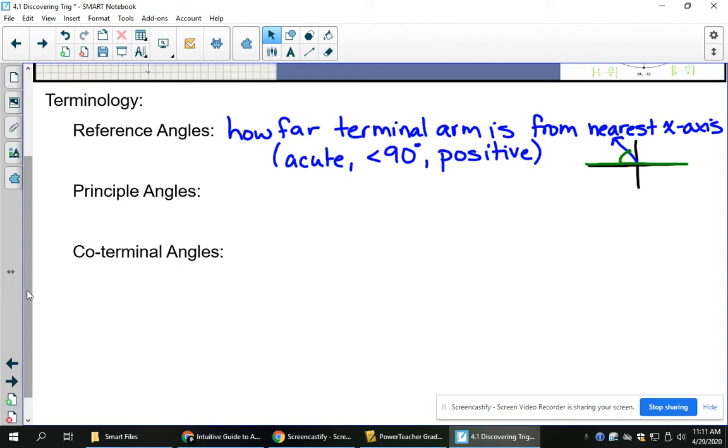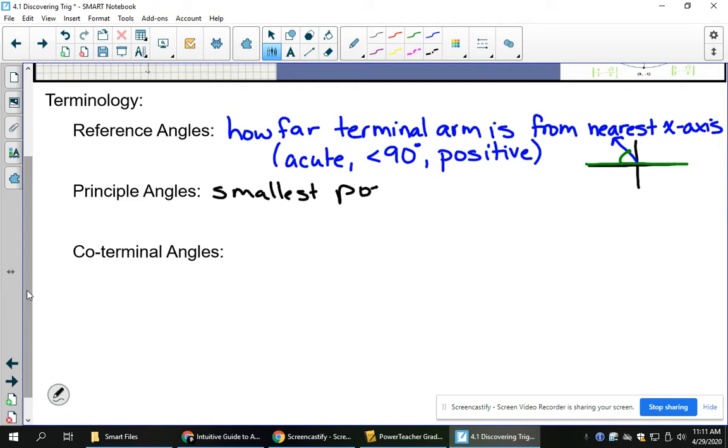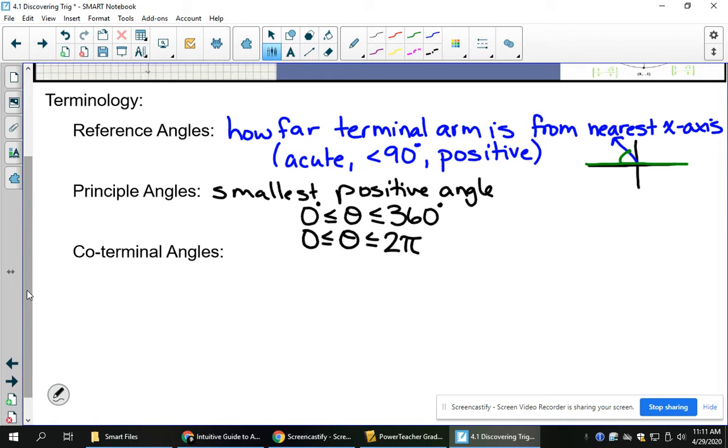Now, a principal angle is the smallest positive angle. So this means that theta, your principal angle, is between 0 and 360 degrees. Or now that we know radians, it's between 0 radians and 360 degrees, which would convert to 2 pi.